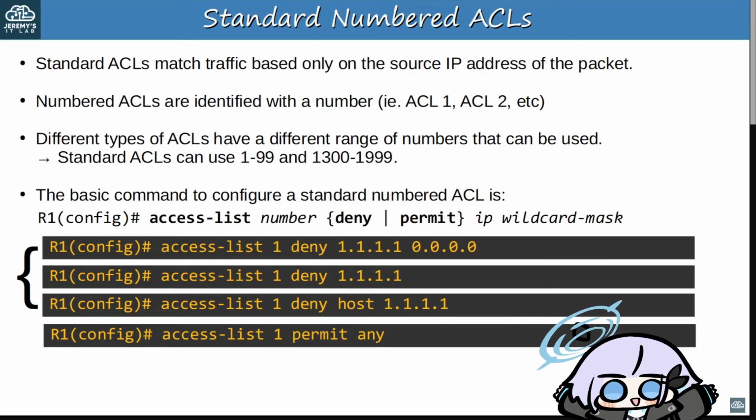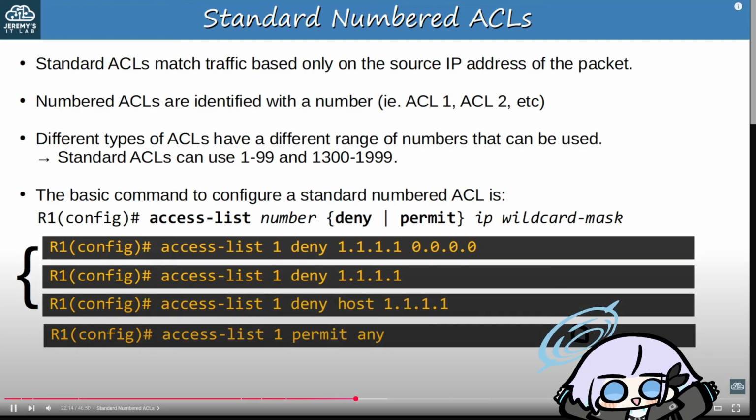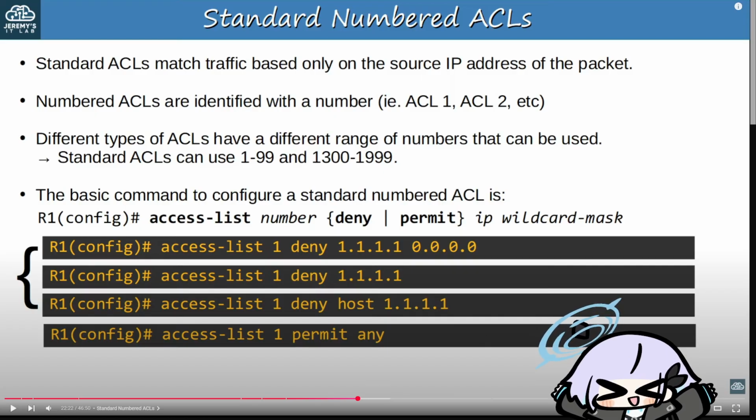Now, here's a quiz. The any keyword is convenient, but how can we specify an IP address and wildcard mask that has the same effect? Pause the video and think about it. We need to put an IP address and a wildcard mask. So any is like 0.0.0.0 and then the wildcard's 255.255.255.255? That's technically what it is, right?